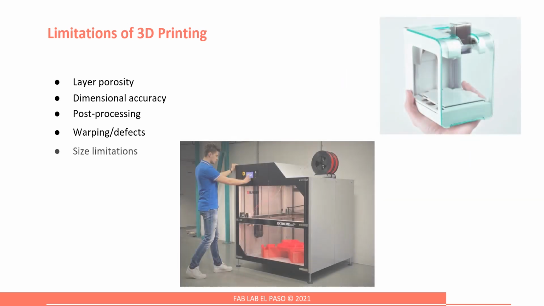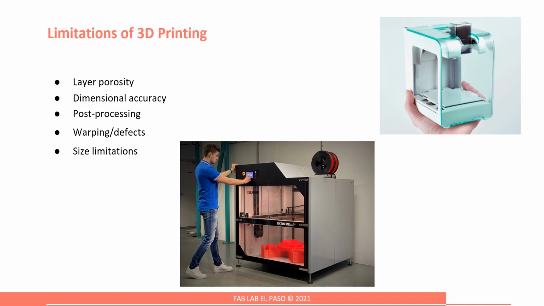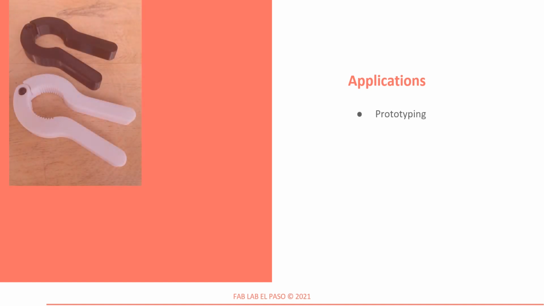3D printers come in different sizes, some even big enough to print furniture, cars, or houses. But you are limited to the build volume of your specific printer. So if your prototype exceeds the printer volume, you must break up your model into smaller parts and assemble them afterwards. Some common applications for 3D printed parts include prototyping.